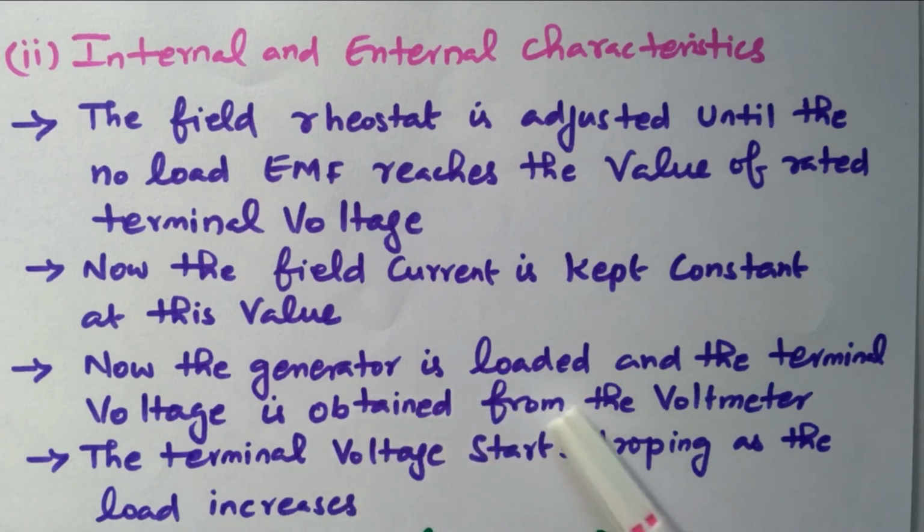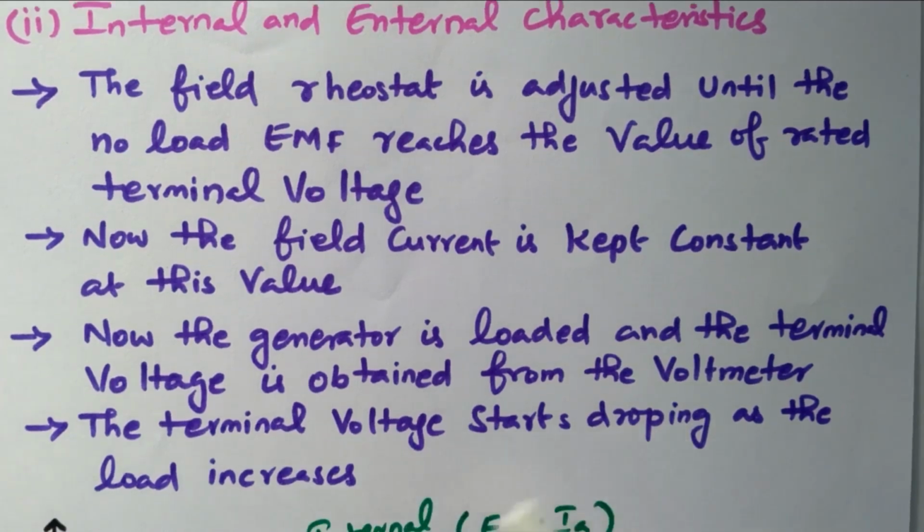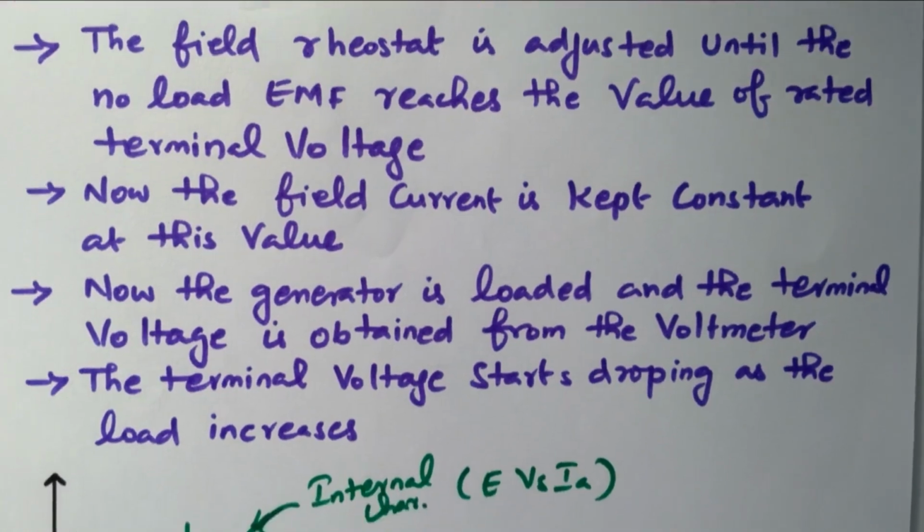Now the generator is loaded and the terminal voltage is obtained from the voltmeter. The terminal voltage starts dropping as the load increases. Under the no load condition, it gives a constant value. Once it is loaded, the terminal voltage keeps on decreasing as the load increases. Now we'll see why it is decreasing.